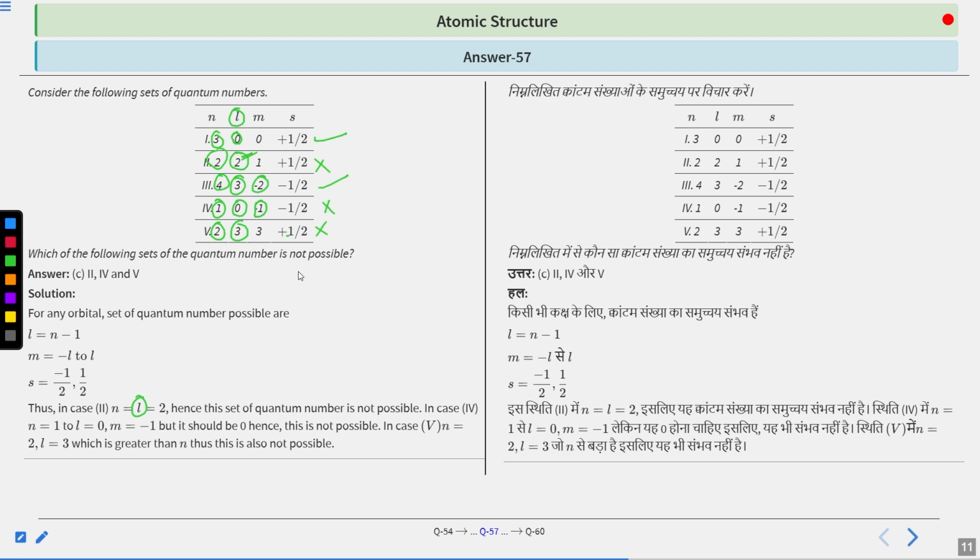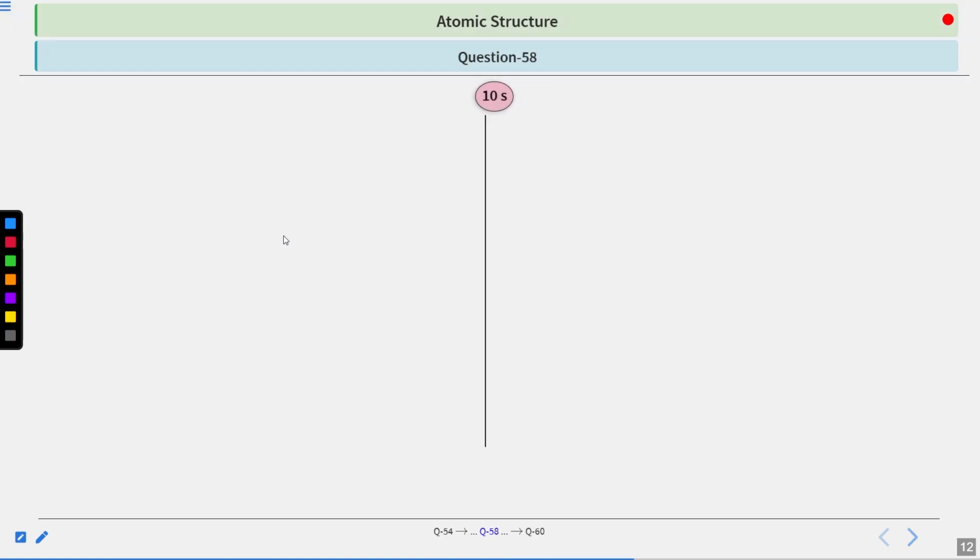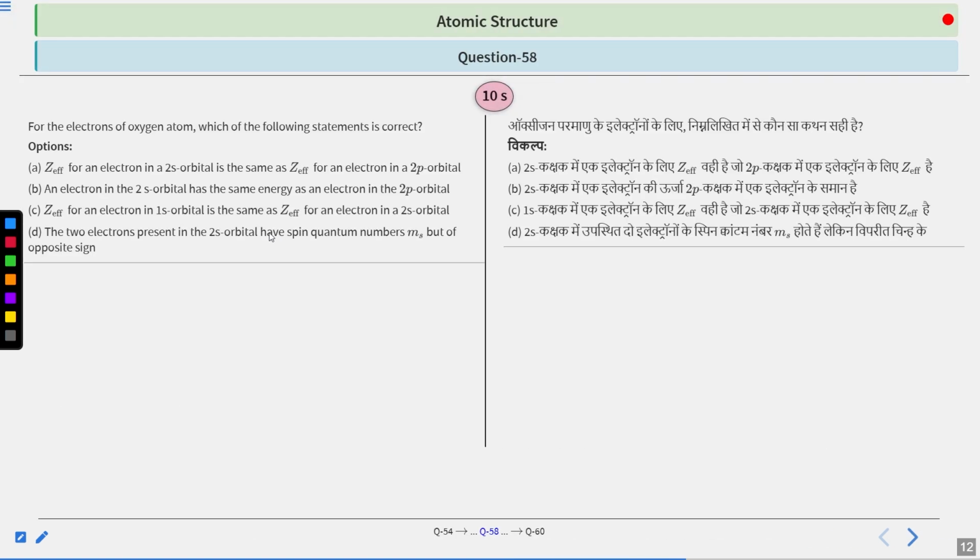Now moving on to the next question. Question number 58 says that for the electrons of an oxygen atom, which of the following statements is correct? Option A, Z effective for an electron in a 2s orbital is the same as Z effective for an electron in a 2p orbital. Option B, an electron in the 2s orbital has the same energy as an electron in the 2p orbital. Option C, Z effective for an electron in a 1s orbital is the same as the Z effective for an electron in the 2s orbital. And option D, the two electrons present in the 2s orbital have the same spin quantum numbers but of opposite sign.